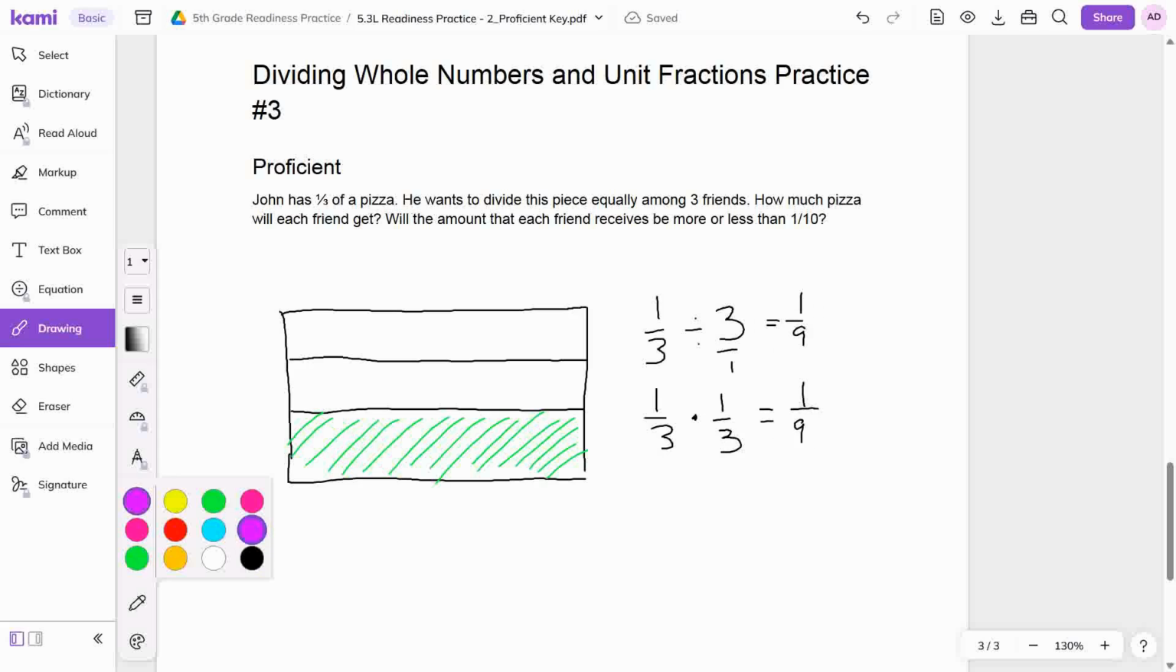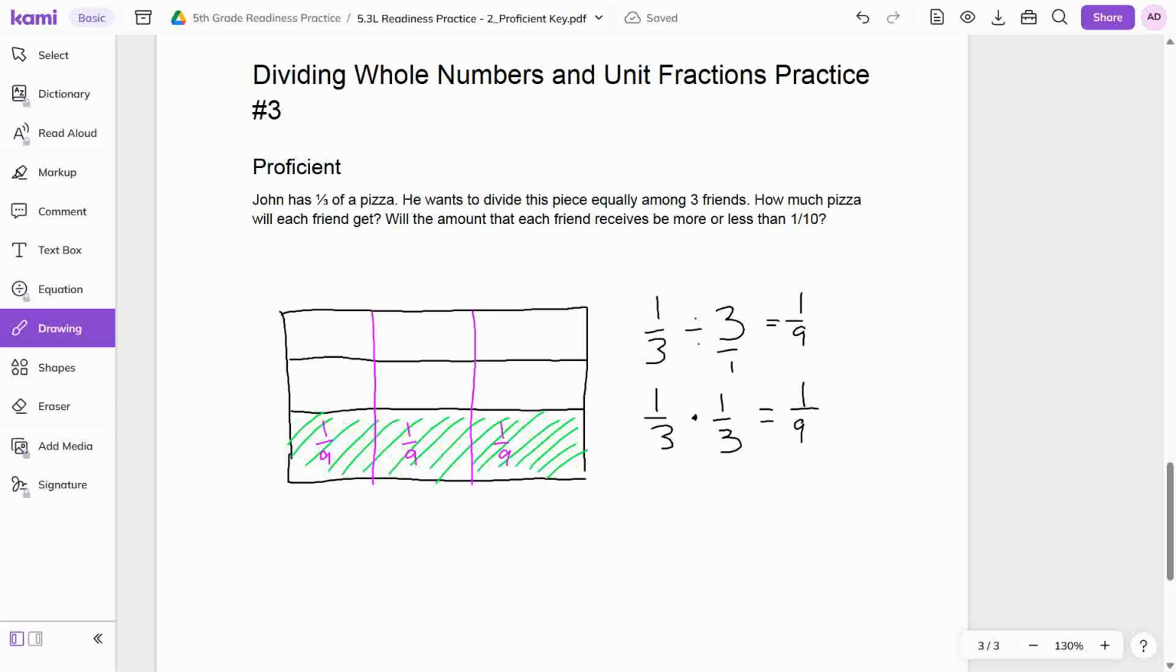Let's see if we can take this third, and now we're going to take that third and divide it into three parts, which is really another third. And so look, I've got three pieces here, and each piece is going to be this 1/9. All right, so we can answer that question. Each friend receives 1/9 of the pizza, which is not very much.